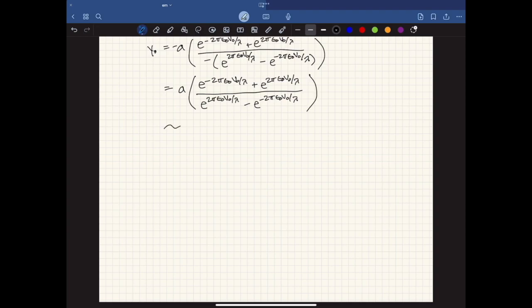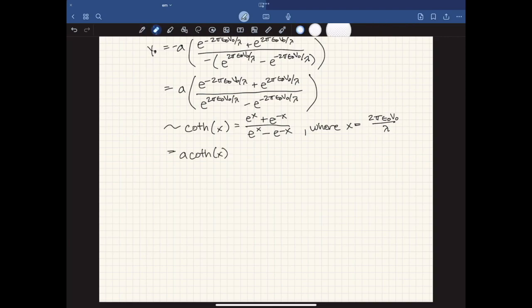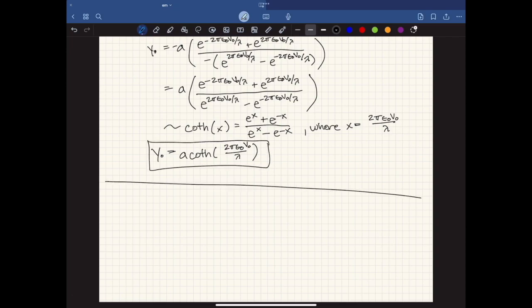So here we can use this relation, where x equals 2 pi epsilon naught V naught over lambda. And this is what we get for y naught, where y naught is the center of these circular cylinders. Now we can move on to write r in terms of V naught.